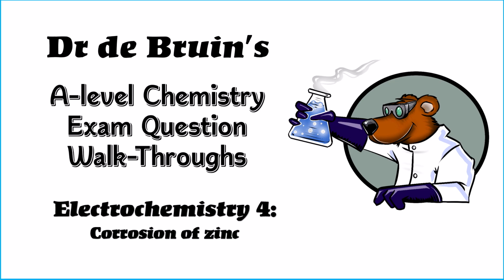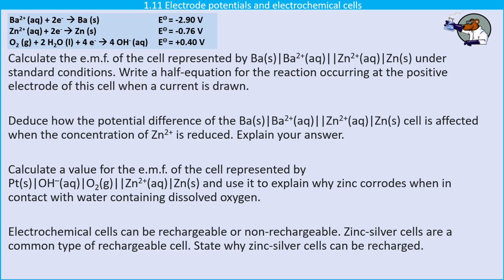Let's get started. In the first part of this question, we're given the conventional representation for an electrochemical cell and asked to identify what the electromotive force of that cell would be. So in order to do this, I need to know which one of the equations is proceeding in the forward direction and which is proceeding in the reverse direction.